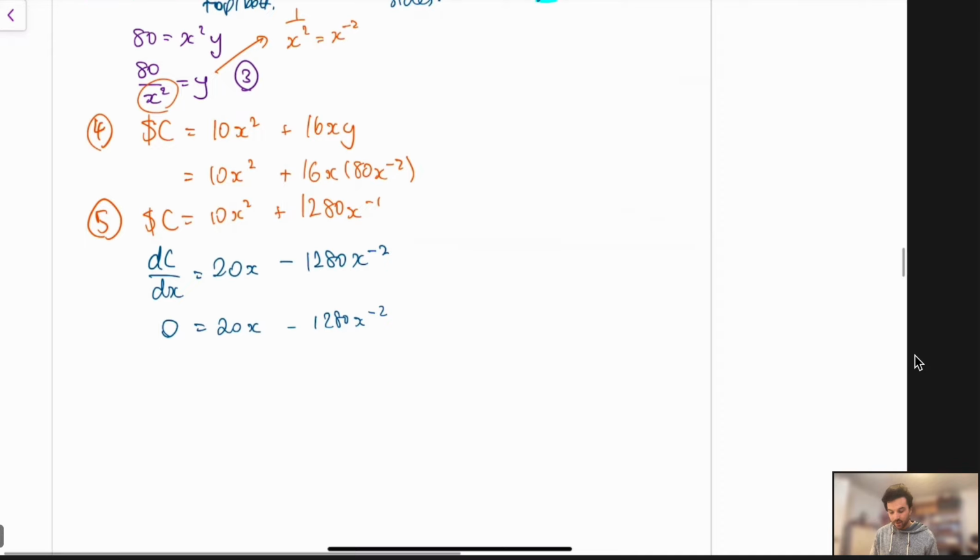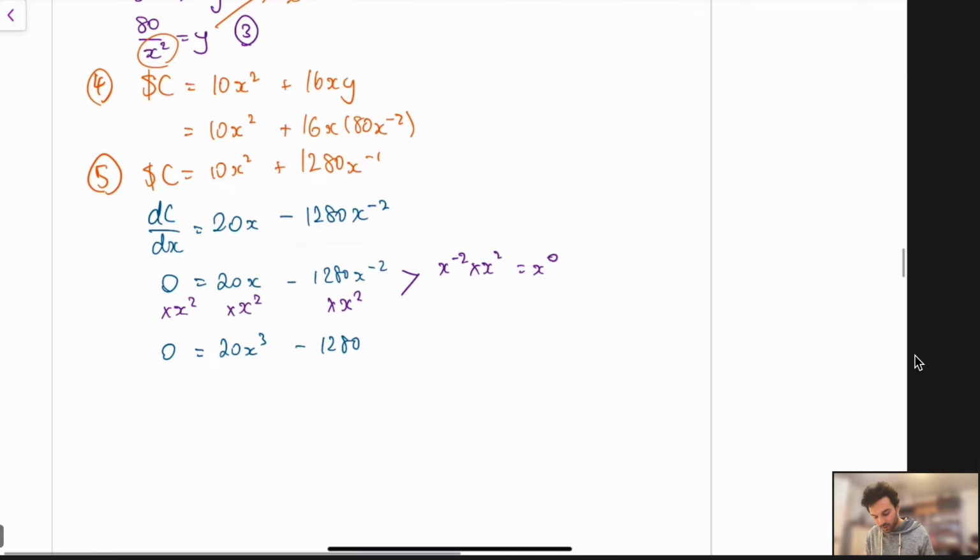Now to solve these kinds of quadratics, we don't really like these x to the negative 2s or any negative powers, so we can do a little trick where we times them all to make them all positive. What we do to one term, do to everything, we're going to times them all by x squared. Now, we know here that x to the negative 2 times x squared is x to the 0, right? So they cancel out. So you're just left with a number there, 1280. Let's solve. This is just a normal solve because there's only one x variable.